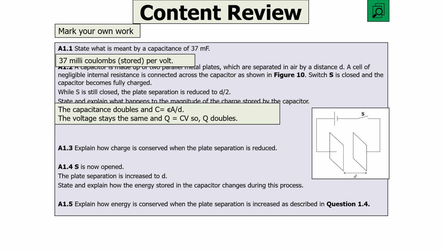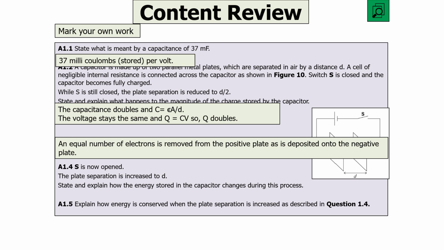Now, how can charge be conserved when the plate separation is reduced? Well, if our charge is doubling, we can't lose electrons, we can't gain electrons. So therefore, what can we say? Well, we can say that an equal number of electrons is removed from the positive plate as is deposited onto the negative plate.